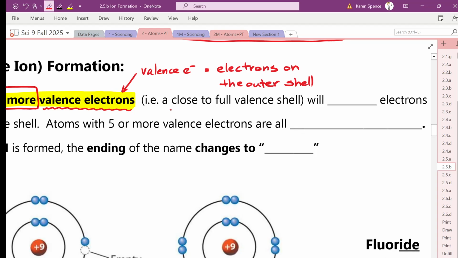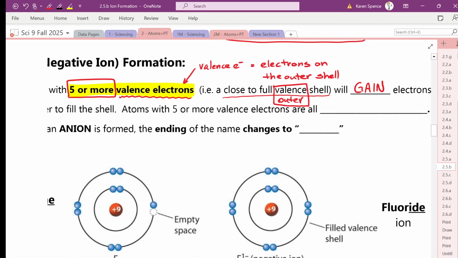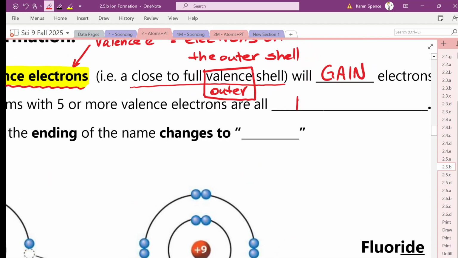So if you have a close to full valence shell, a close to full outer shell, the atom will gain electrons. And why is it going to gain them? Because it's going to fill up that shell until it has 8. Now it turns out that all the ones with 5 or more valence electrons, they all happen to be non-metals.